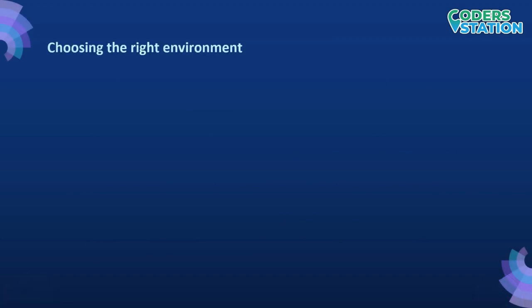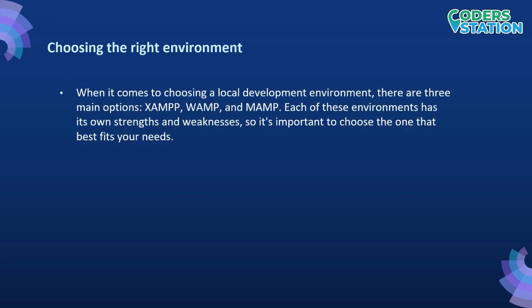How to choose the right one for yourself? So, when it comes to choosing a local development environment, there are three main options: XAMPP, WAMP, and MAMP. Each of these environments has its own strengths and weaknesses, so it's important to choose the one that best fits your needs. These servers provide you with all the components that you require pre-installed. That is, you just have to download one of the software. So let us see one by one.